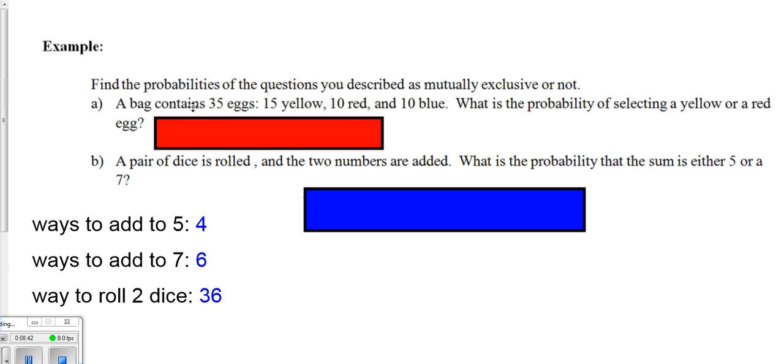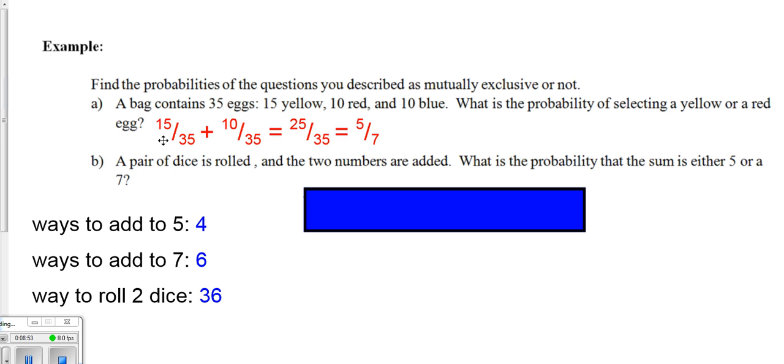So if a bag contains 35 eggs, 15 of them yellow, 10 of them red, and 10 of them blue, what's the probability of selecting yellow or a red? Well, yellow was 15 out of 35, red was 10 out of 35, so we add those up and we get 25 out of 35, which reduces to 5 out of 7. We have a 5/7 chance of getting yellow or red.